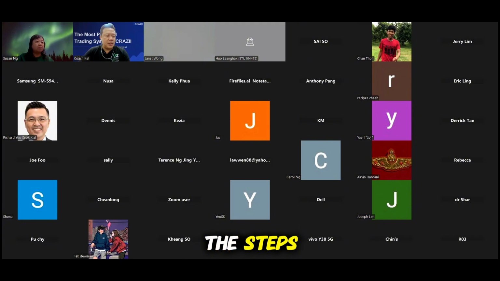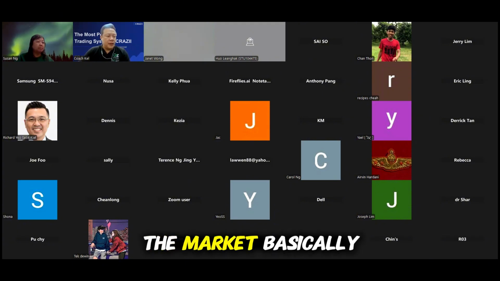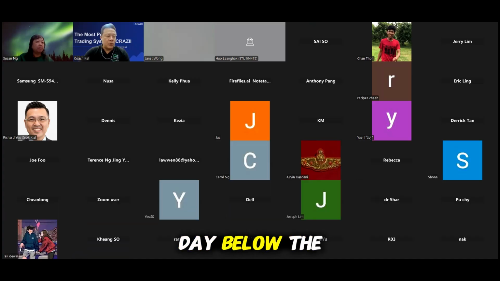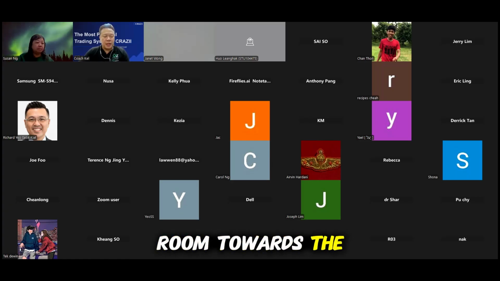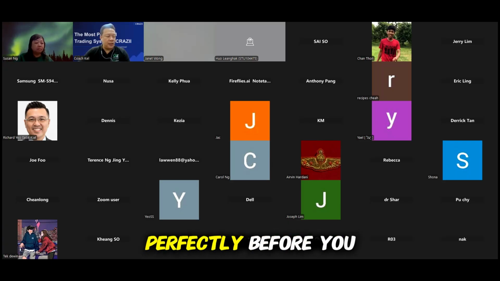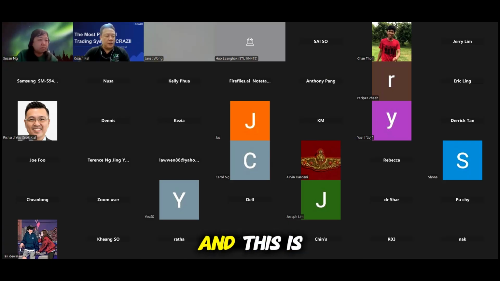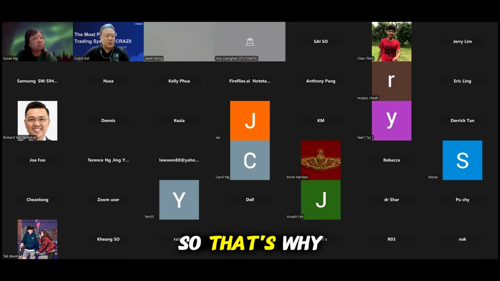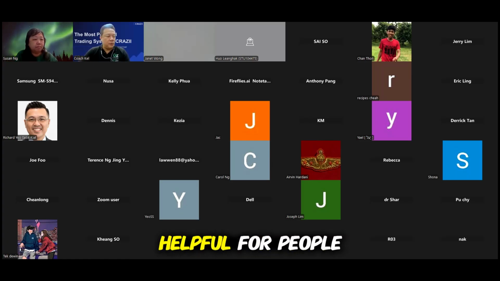And you just have to follow the steps. And what happened? You can see, my God, the market really did it. The market basically closed on this day below the so-called KCB. By closing below it, it gives a little bit more room. And you can see the market really stopped there perfectly, and this is how it goes over there. So that's why from here it's very clear that this is going to be very helpful for people.